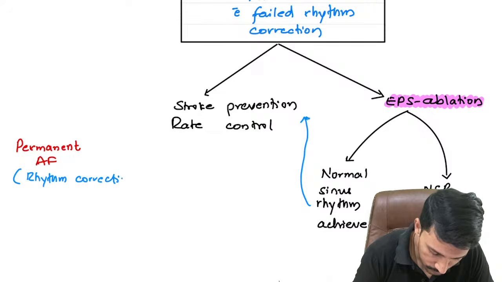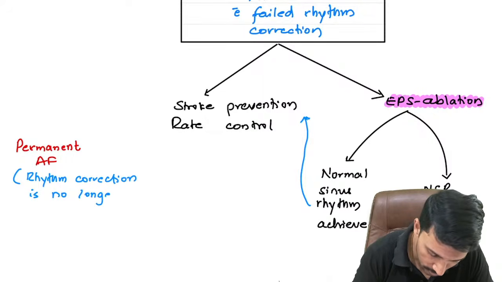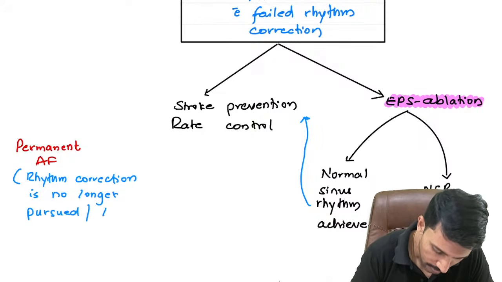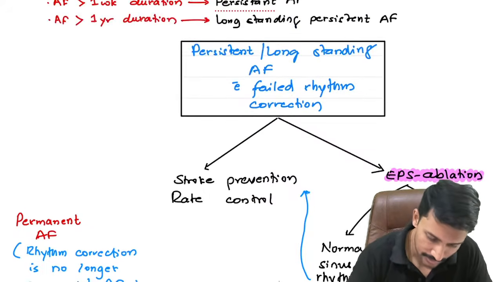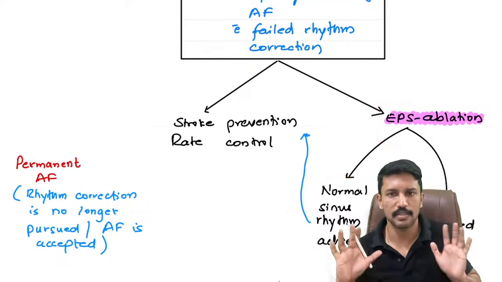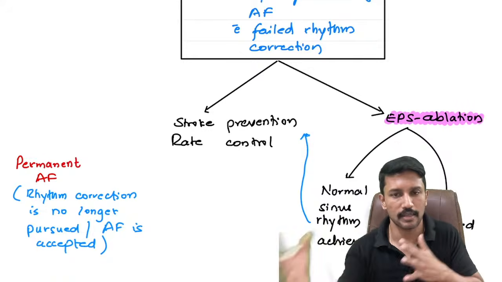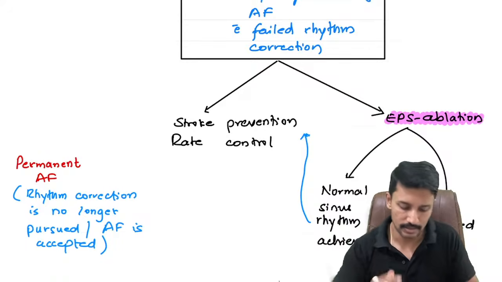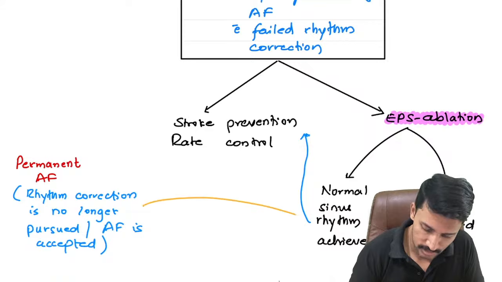Rhythm correction is no longer pursued. We are not trying to correct the rhythm. No longer pursued. AF is accepted. Whether I have accepted at this level or after a failed EPS doesn't matter. Once we have decided that we are not going to chase the atrial fibrillation anymore for its conversion to sinus, we will take it as it is. Then we call it permanent AF.